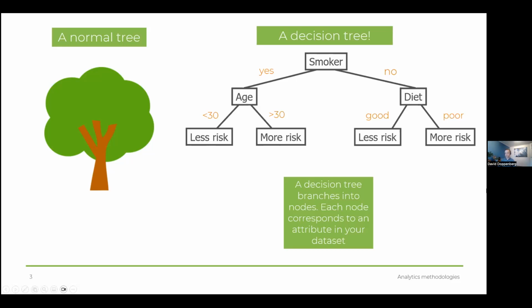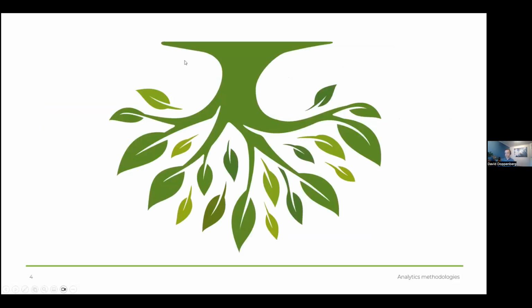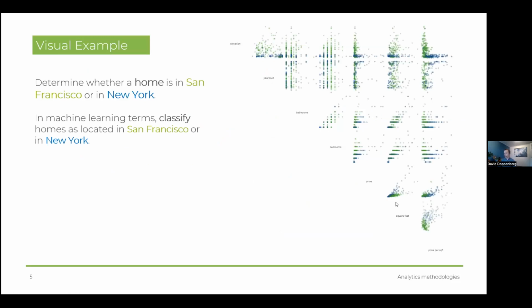I'll definitely later on show you how you can derive decision trees using a very nice visual example. In this example, we will cover a classification problem where we have house information available and we need to predict whether the house is located in San Francisco.